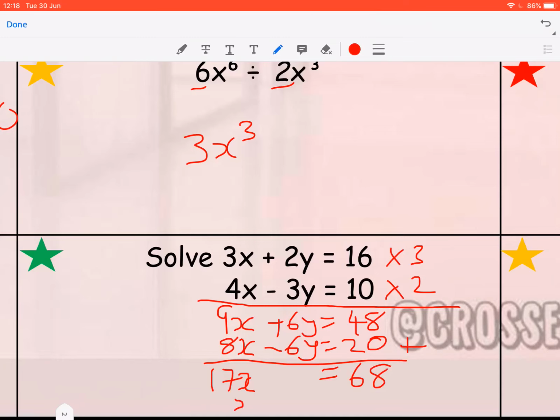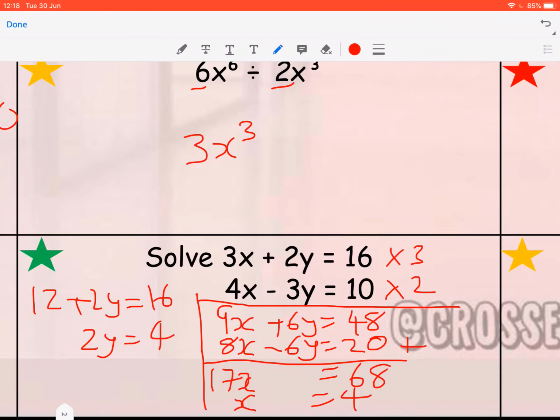17x equals 68. If I divide through by 17, x would equal 4. Because I know x equals 4, I can come back to my question. I got 3x plus 2y equals 16. 3 times 4 is 12, plus 2y equals 16. Take away 12 from both sides, 2y equals 4. Divide by 2, y has to be 2.